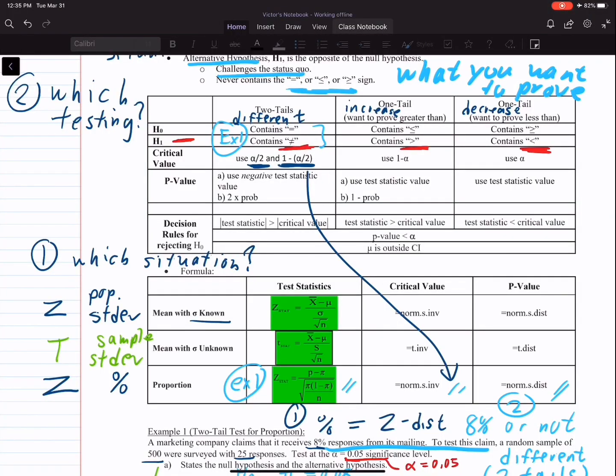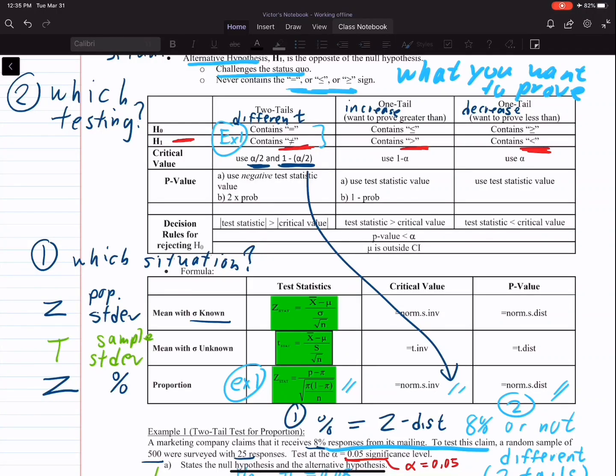Again, we go back to the formula sheets, the first table. We look at the decision rule for rejecting H null. For the one tail greater than, there's three ways. The first way is test statistics is greater than critical value, then we can reject H null. Second way is p-value is less than alpha, then we can also reject H null. The third way is the mu is outside the confidence interval. So those are the 3 ways that we can reject H null under the testing that we're dealing with, one tail greater than.